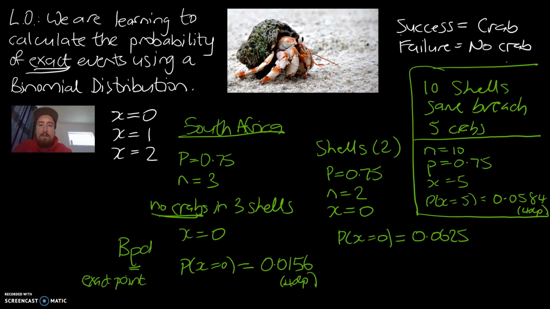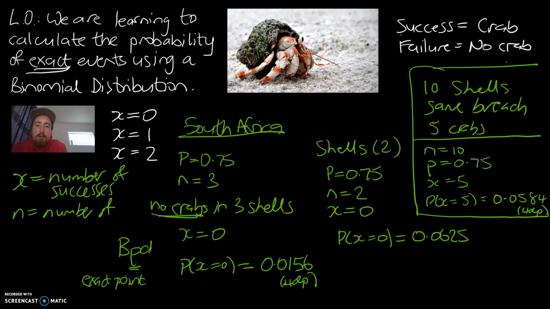So hopefully you found this short video on the exact events of a binomial distribution useful. Just to recap, when you've got a question, you need to be looking for 3 things. You need to find x from your context, the number of successes. You need to find n, the number of trials. And you need to have the probability of success as well. With those 3 numbers, you can use the BPD mode in your graphics calculator to find the probability of that event.